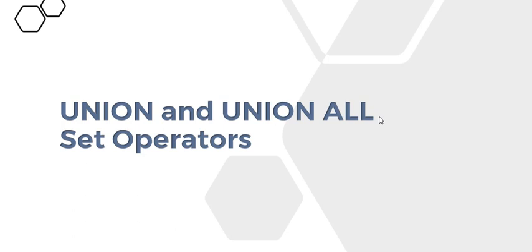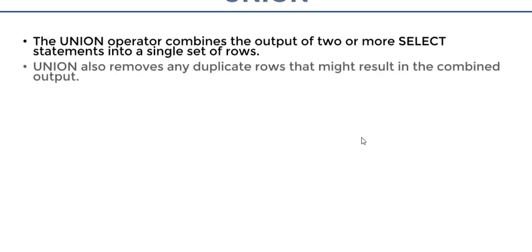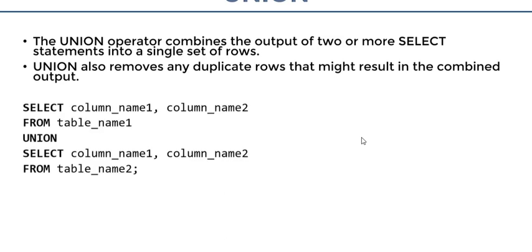Let's start with some set operators. There are many set operators, like union, union all, intersect, and except. Union is one of the most important set operators. Let's see how to use it. The union operator combines the output of two or more select statements into a single set of rows. Union also removes any duplicate rows that might result in the combined output.